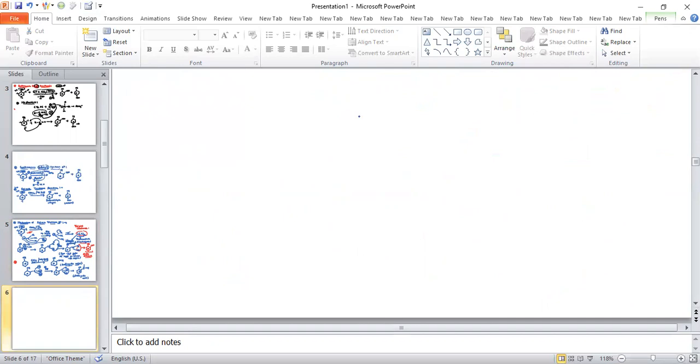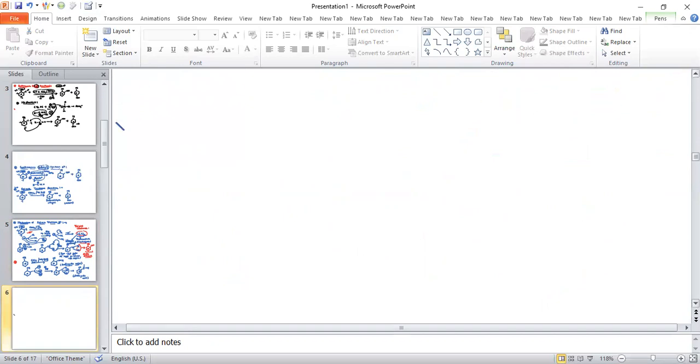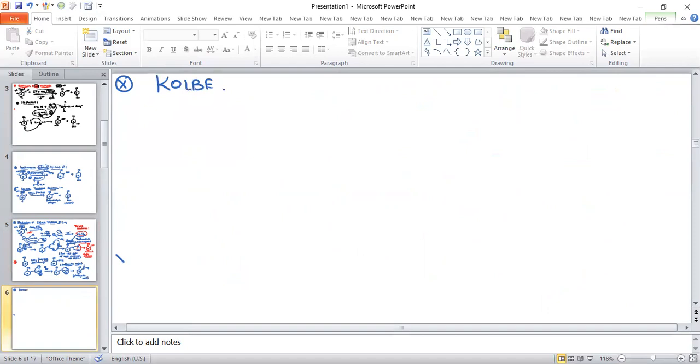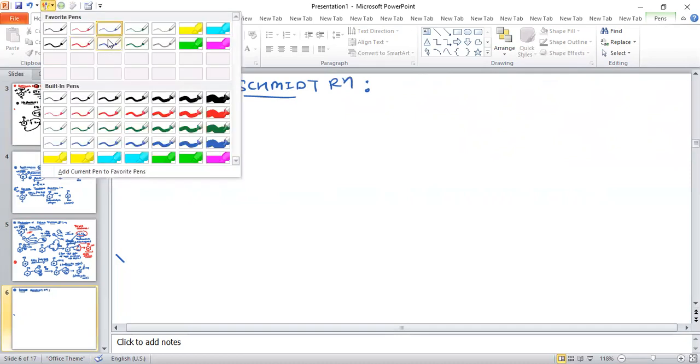The next reaction we are going to discuss is Kolbe-Schmitt reaction. Next reaction is Kolbe-Schmitt reaction. Now see what happens in the Kolbe-Schmitt reaction.